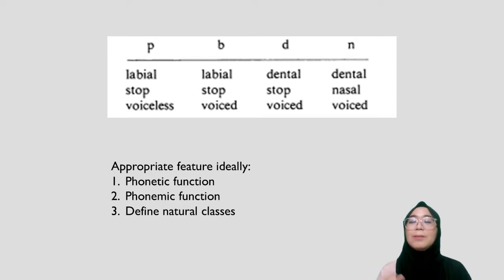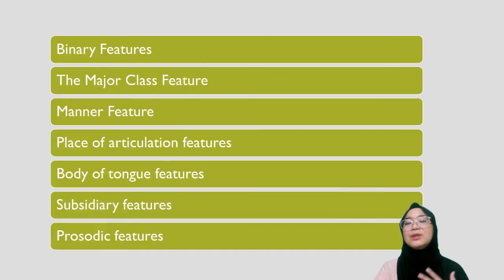That's why we need appropriate features that ideally can show the phonetic function of the consonant or vowel. It also can show the phonemic function and also define the natural classes of each word. That's why we need distinctive feature. In this distinctive feature, we will have several subtopics such as binary features, the major class feature, manner feature, place of articulation features, body of tongue features, subsidiary features, and prosodic features.